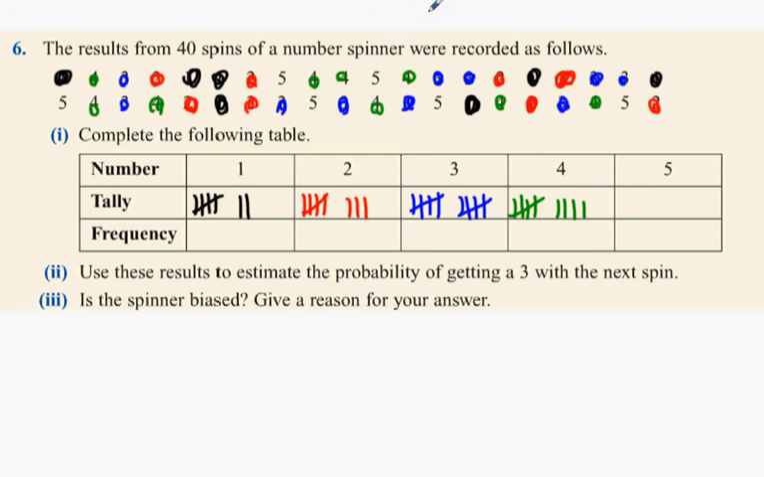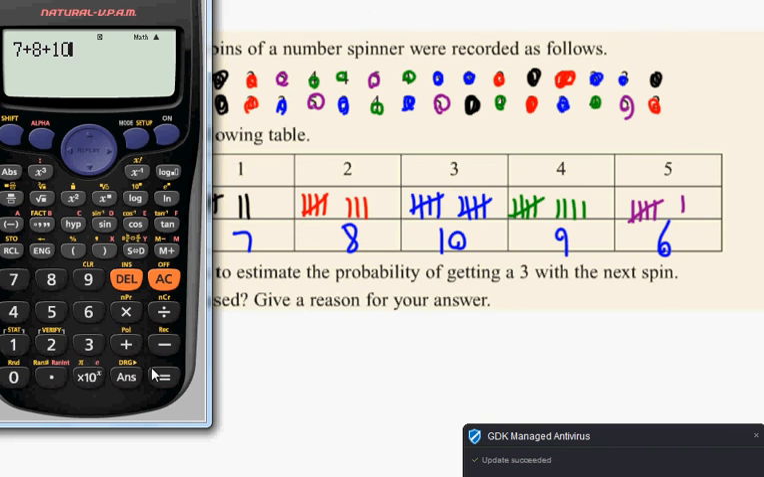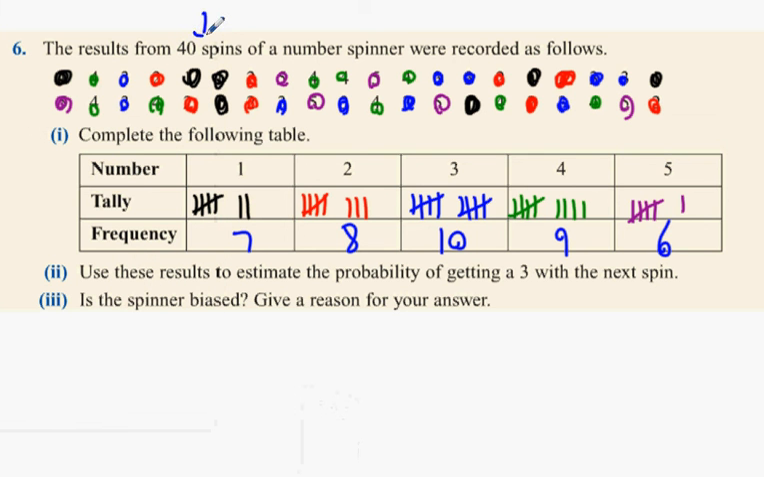And finally 5s. 2, 3, 4, 5, 6. Now, write down the frequency, which means how many times it happened. 7, 8, 10, 9, and 6. Add those numbers up together and what should we get? How many people were there? Oh, sorry, as in there was 40 spins, 40 turns. Okay, is that right then?